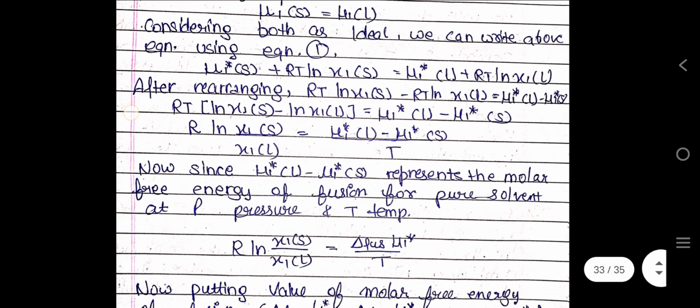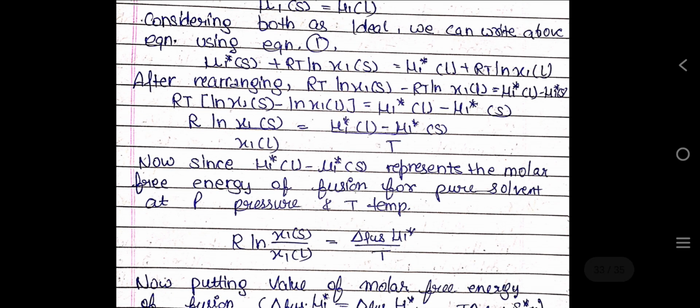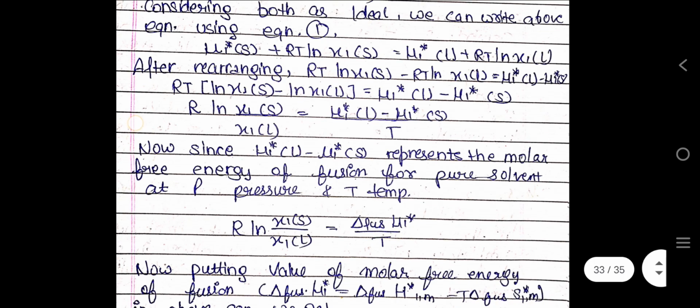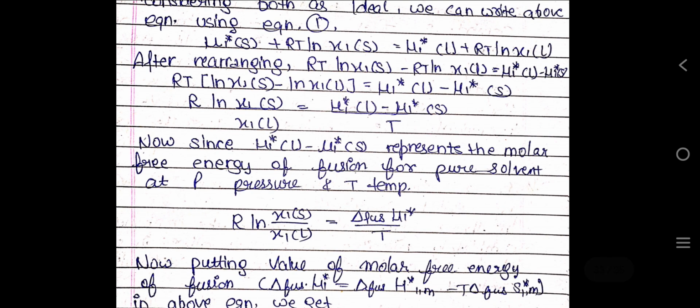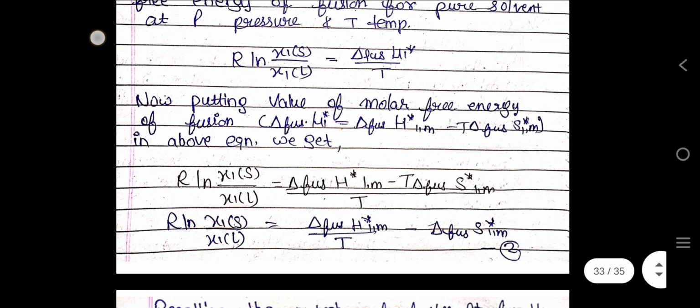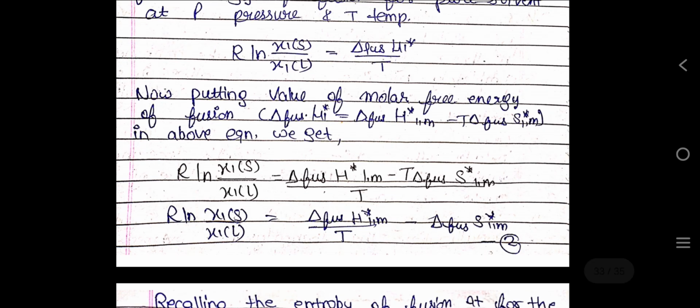The chemical potential of the ith constituent, mu i, can be given as mu i is equal to mu i star plus RT ln of xi. Xi represents the fractional composition of the constituent, whereas mu i star is the chemical potential of the pure solid. Mu1 solid is equal to mu1 liquid. Considering both as ideal, we can write mu1 star s plus RT ln of x1s is equal to mu1 star L plus RT ln of x1L.